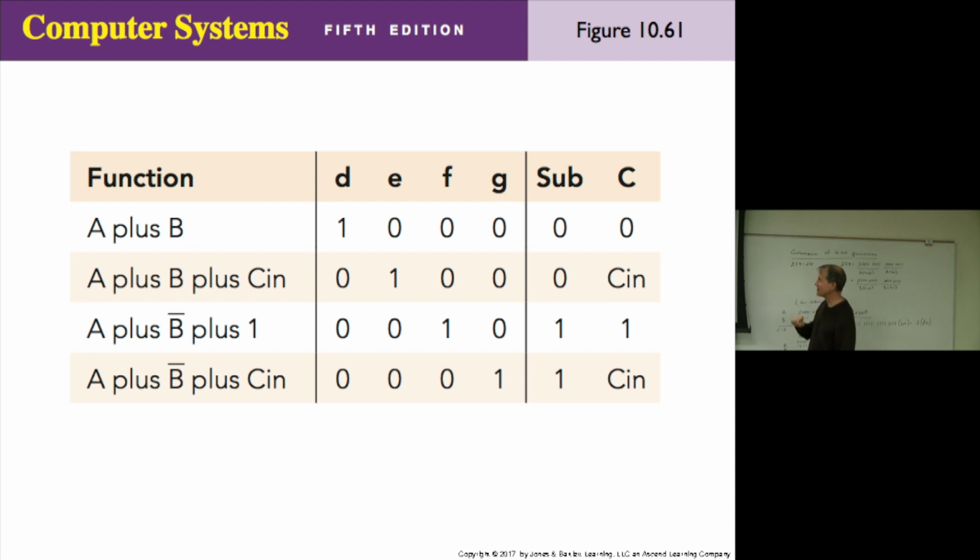So figure 10.61 is actually the truth table for the sub and the C outputs of that circuit. Are you with me? So here, if the function is A plus B, and if D, E, F, and G are 1, 0, 0, 1, 0, 0, 0, then sub should be 0 and C should be 0. If the function is A plus B plus Cn, 0, 1, 0, 0, etc. Yeah? Are we good?